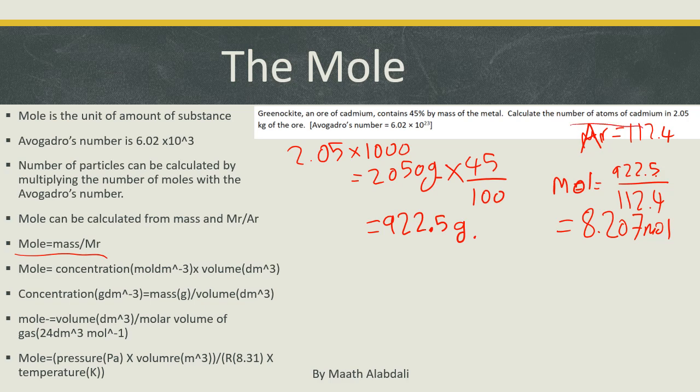So if they tell us that we have to calculate the number of atoms, then we have to multiply by the Avogadro's constant, which is 6.02 times 10 to the power of 23. And then that should give us an answer of 4.94 times 10 to the power of 24, to 3 significant figures.